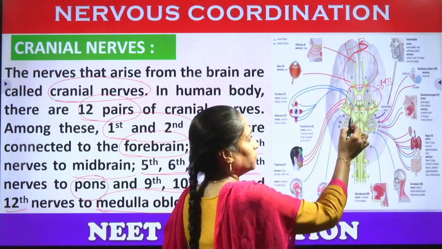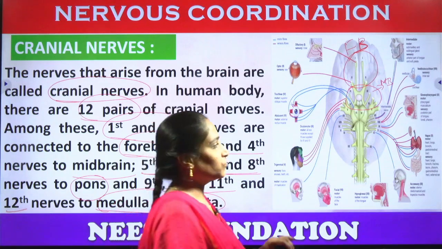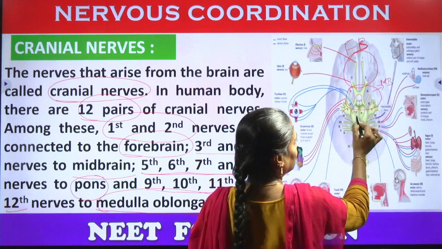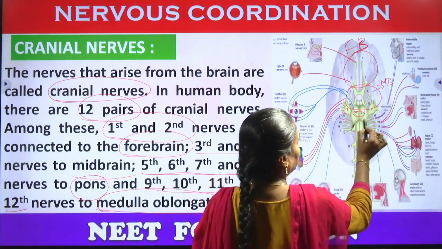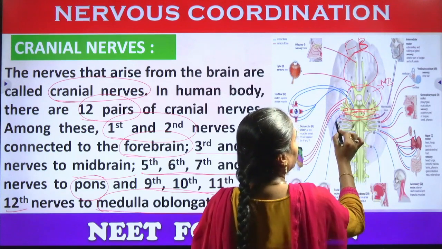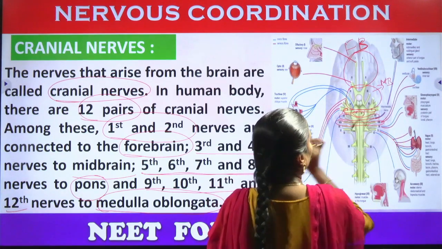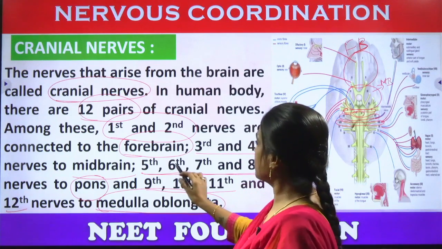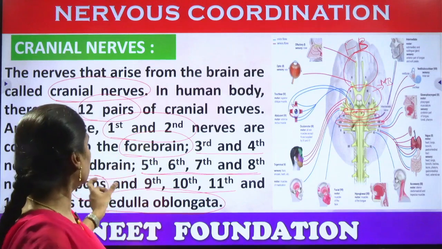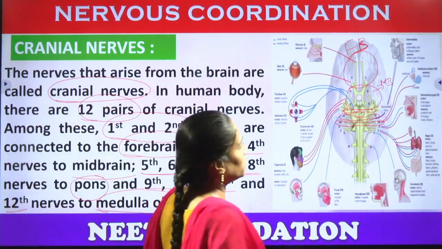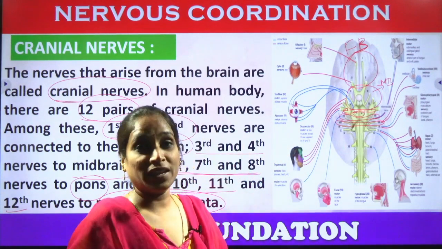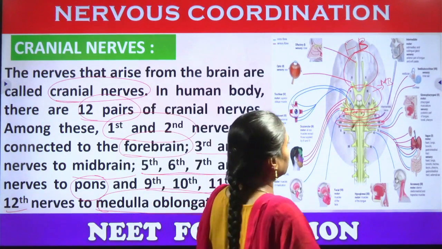Can you observe the Roman numerals clearly? Yes, 5, 6, 7th pair. This is the 5th pair and the 8th pair. That is what is given over here. The 5, 6, 7 and 8 pairs of nerves are attached to the pons. So what is the pons here? The elongated region toward the spinal cord. That region is called the pons.